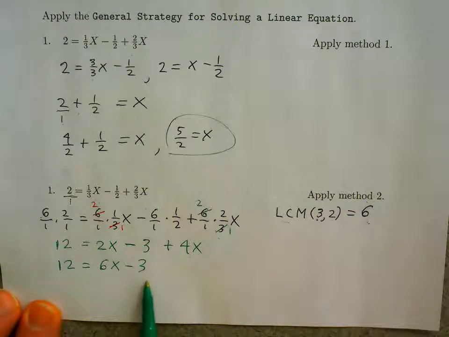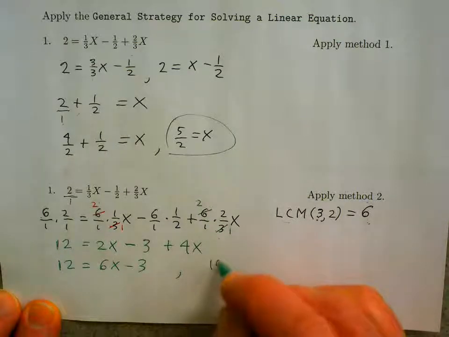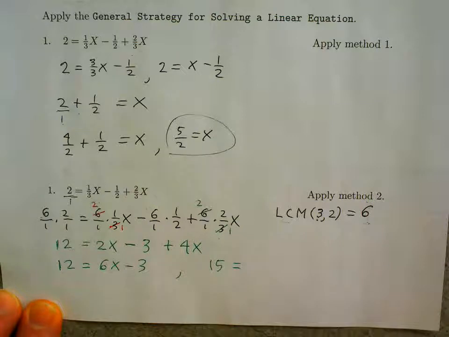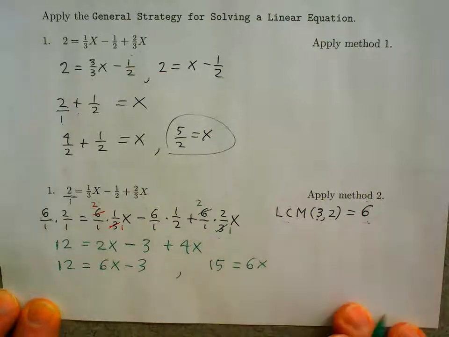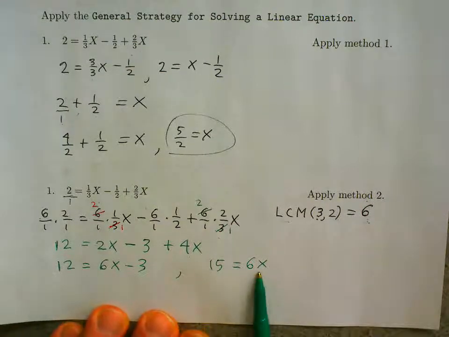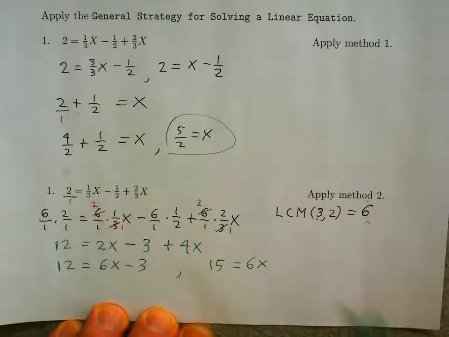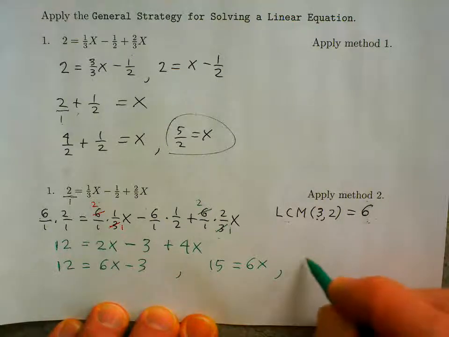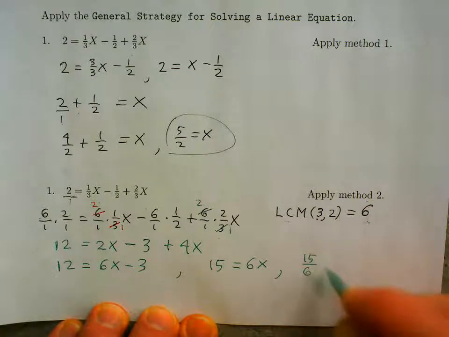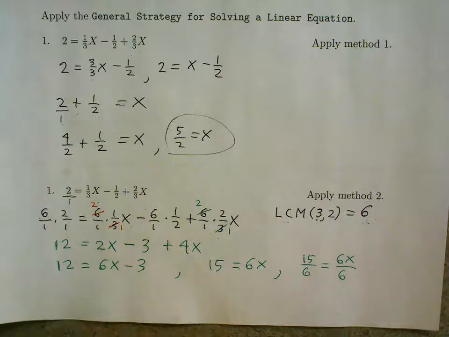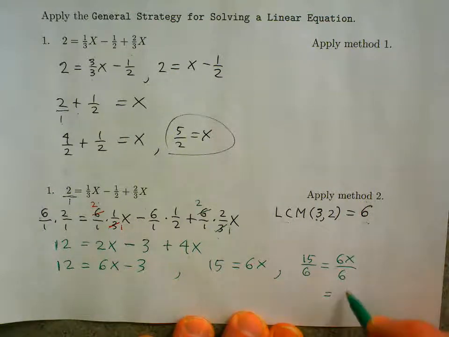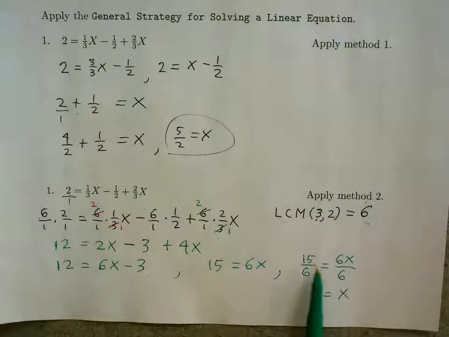And then add 3 to both sides. 12 plus 3 is 15. 6x minus 3 plus 3 is 6x. And then divide both sides by 6. So 15 over 6 equals 6x over 6. 6 times x over 6 is just x, and then we want to write 15 over 6 in lowest terms.